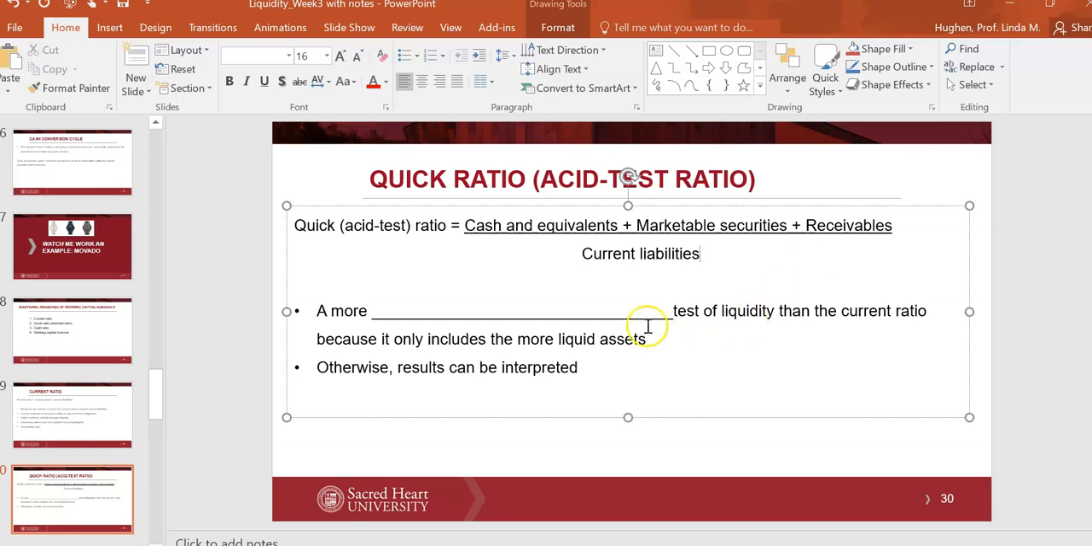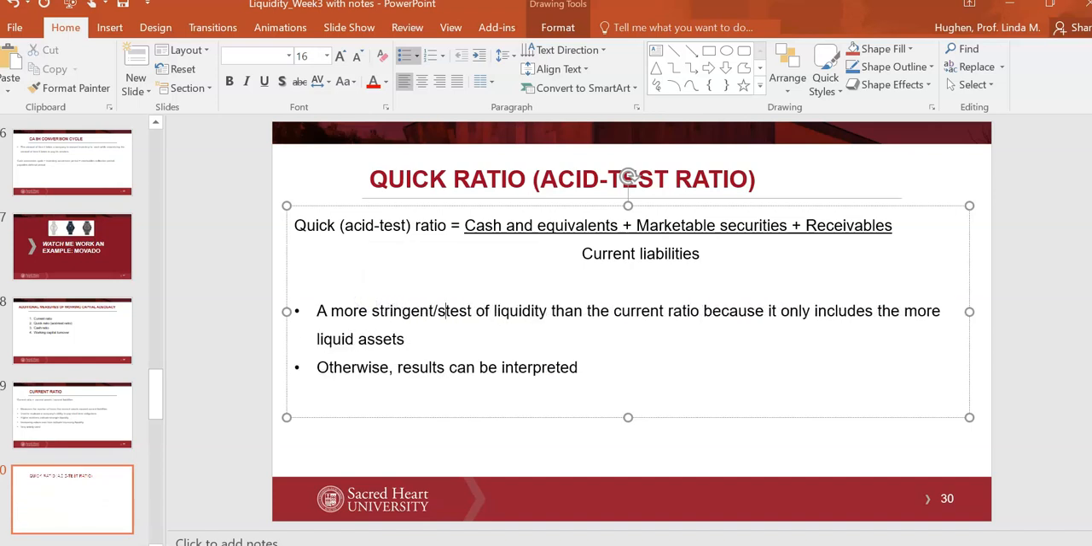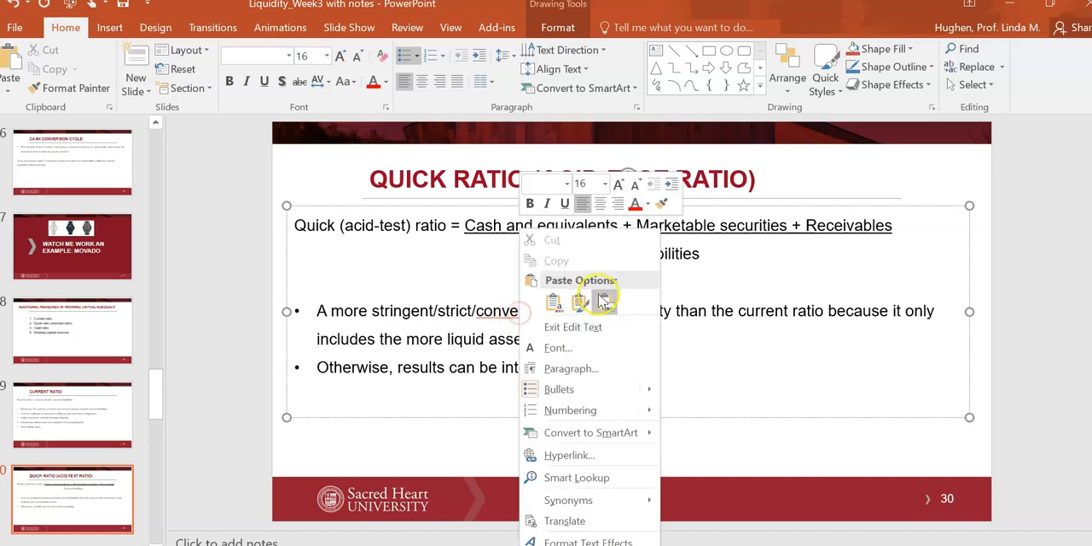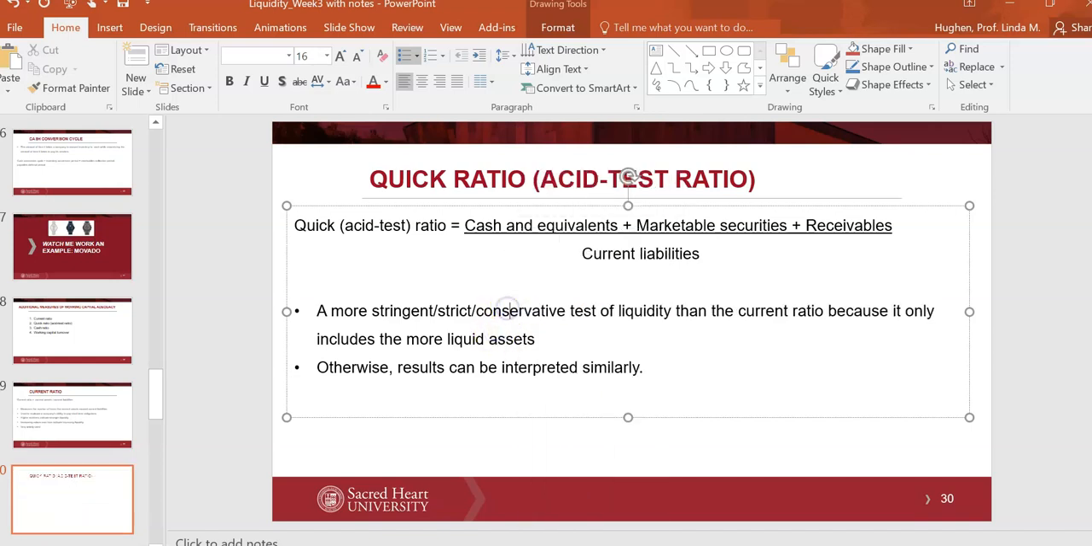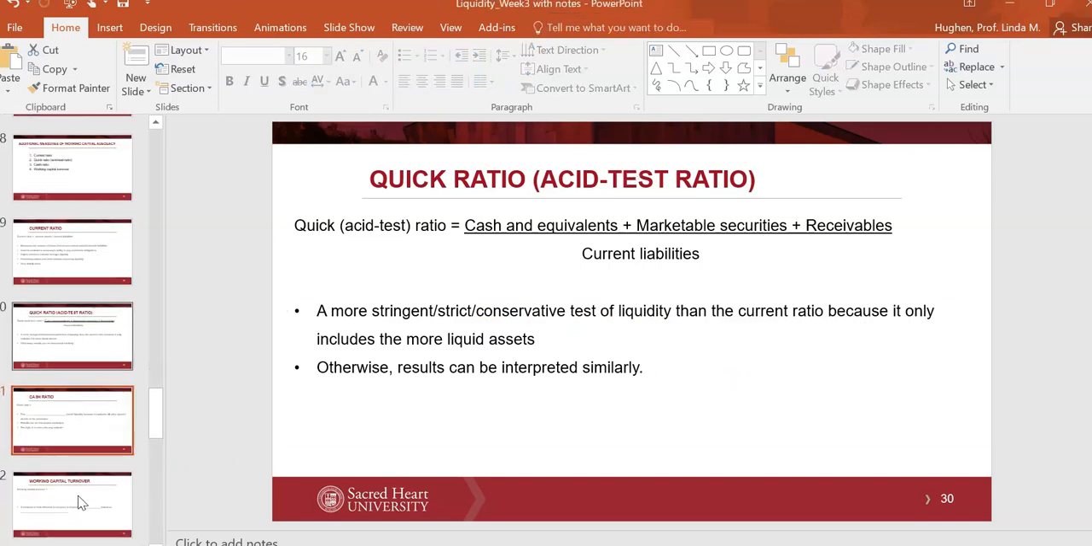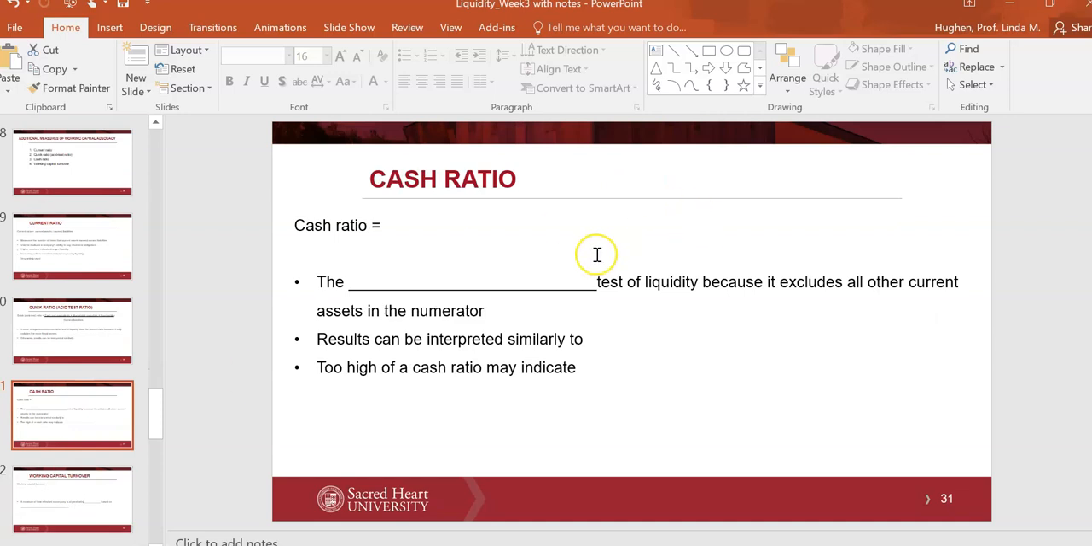So this is a more strict or stringent, or conservative, test of liquidity than the current ratio because it only includes the more liquid assets. Otherwise, the results can be interpreted similarly, so similar to those of the current ratio. Yet another derivative of the current ratio and the quick ratio is the cash ratio.